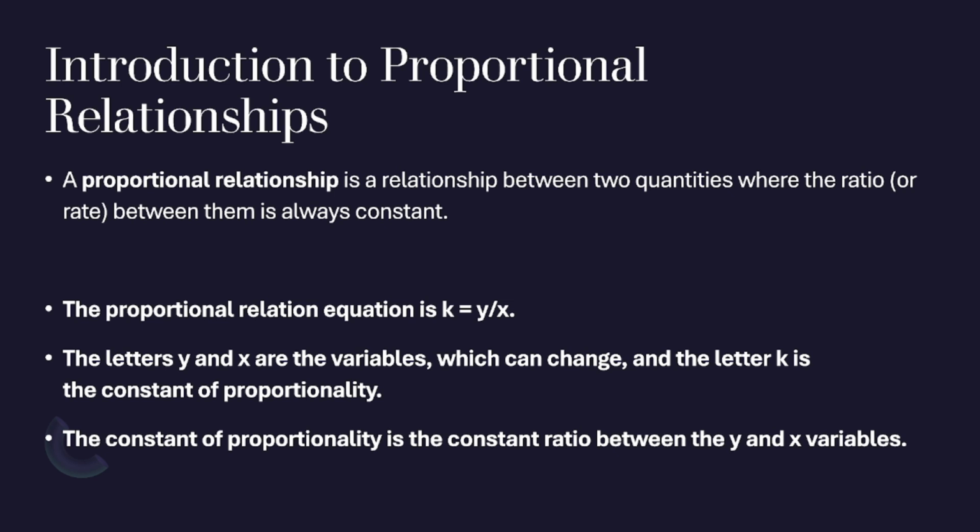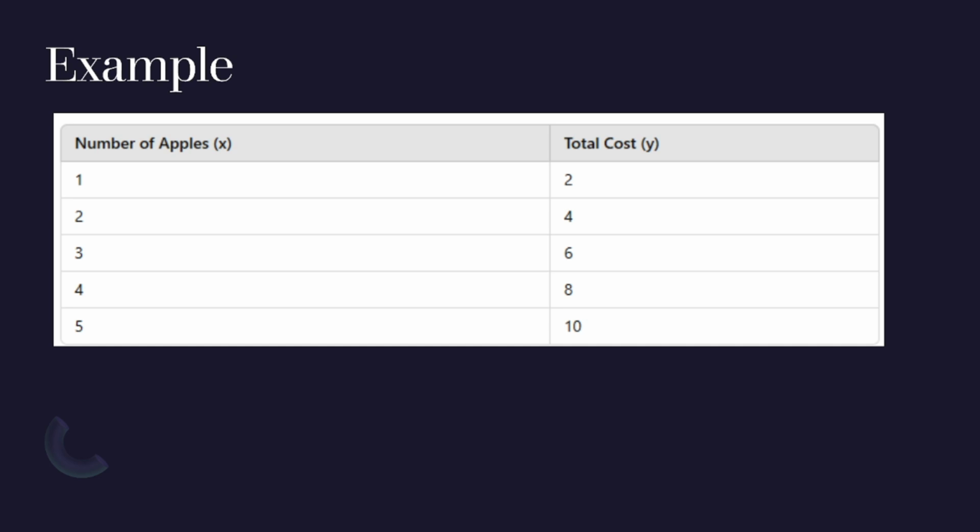Now we're going to do some examples to show whether we can determine if something is or is not a proportional relationship. Looking at the first example right here, you may be wondering, how can I determine if something is a proportional relationship? What you can do is see the pattern for the number of apples x and the total cost y. We're going to look at the x column first, and see what the pattern is going up by. From 1 to 2, 2 to 3, 3 to 4, and 4 to 5.